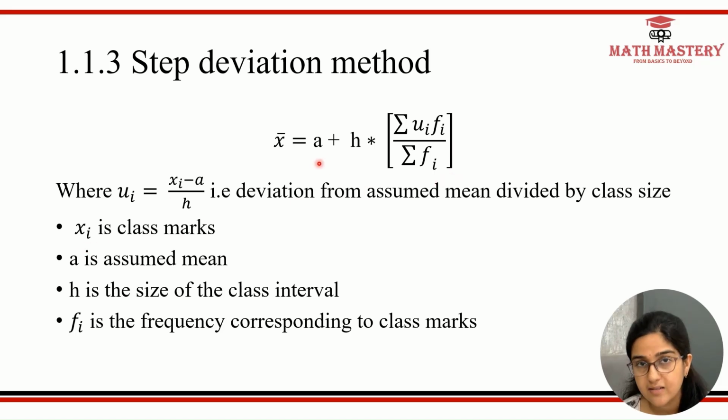A represents the assumed mean, h represents the class size. ui represents the deviation from assumed mean divided by the class size. So ui is equal to xi minus a divided by h. fi is the frequency corresponding to the class marks and summation fi is the sum total of frequency. So now let's understand this with the help of an example.